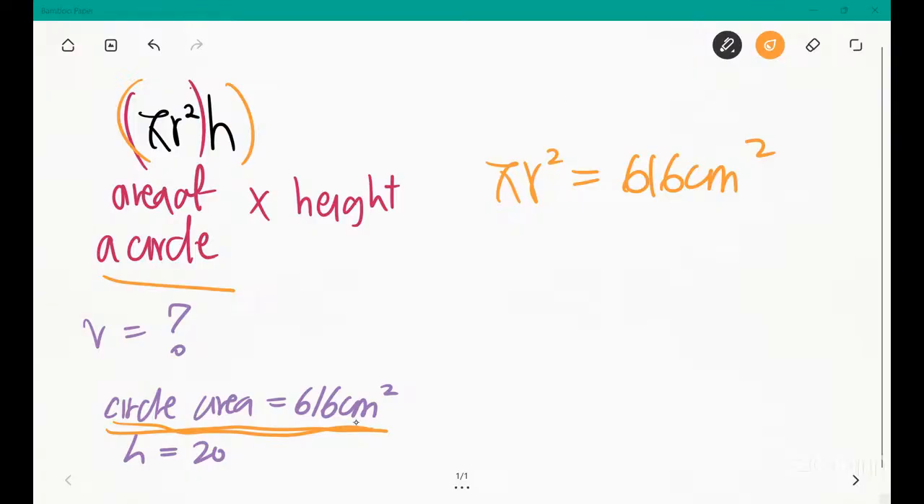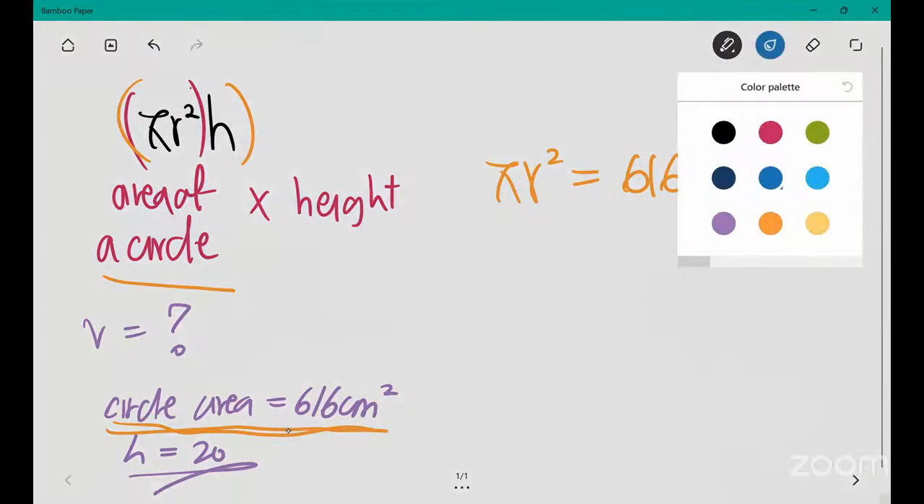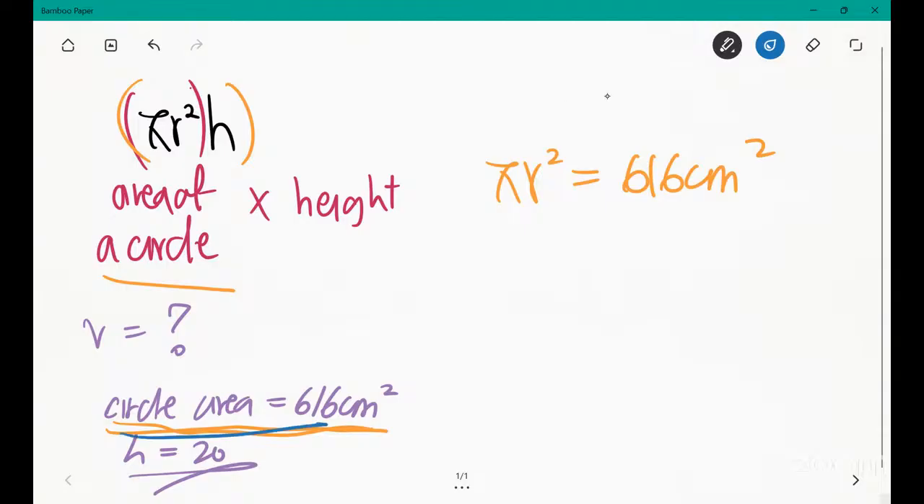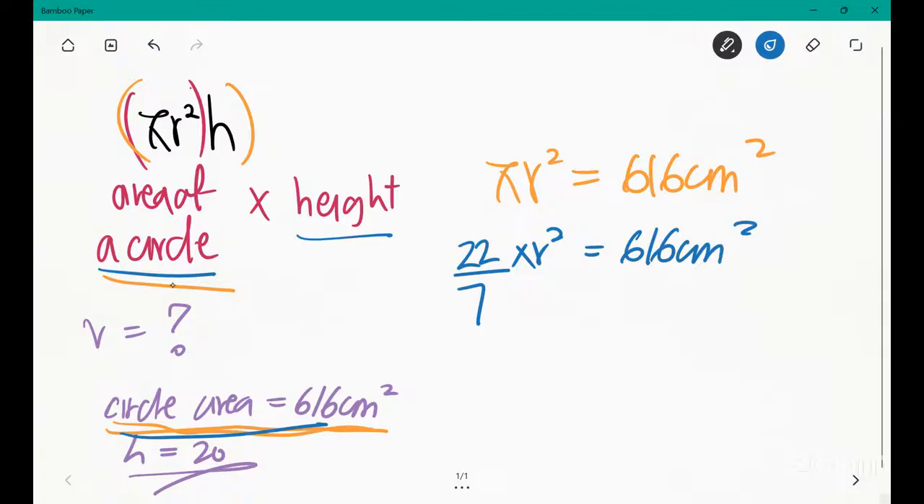So now what is your unknown term here? We have to find r. So again here, this h was completely unnecessary. They just gave it for no reason. You don't have to use it if it's not necessary. Remember, they have given you the circle's area. This equation is made up of a circle's area and the height. So the circle's area, pi r squared, is equals to 616. So pi is 22 over 7, into r squared, which is equals to 616 centimeter squared.